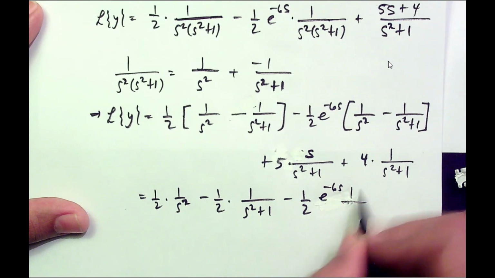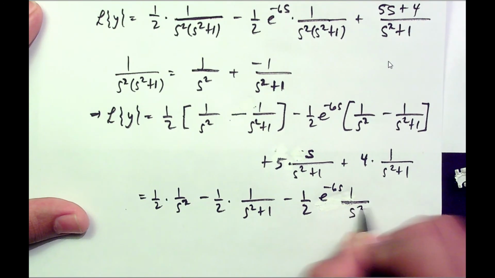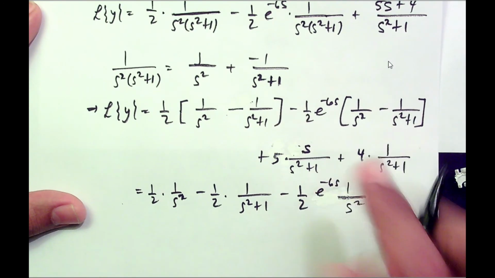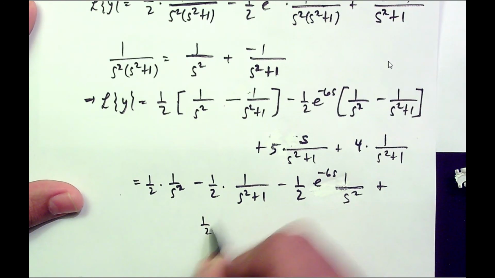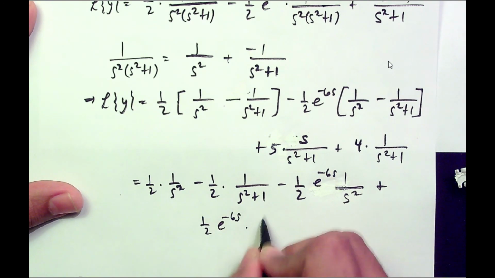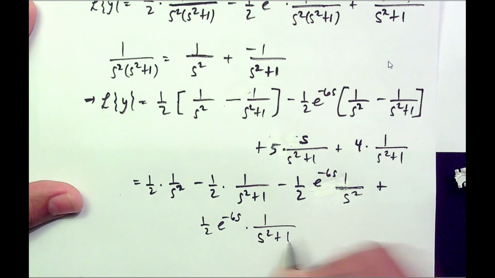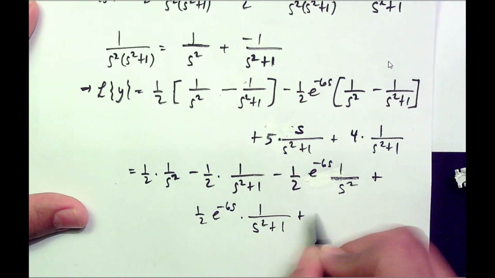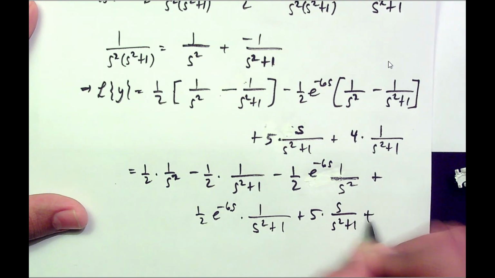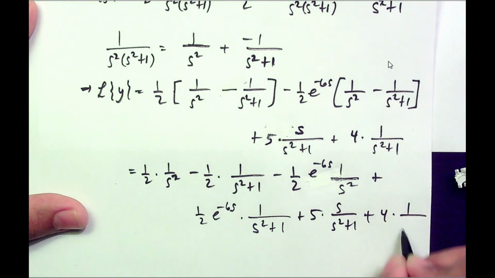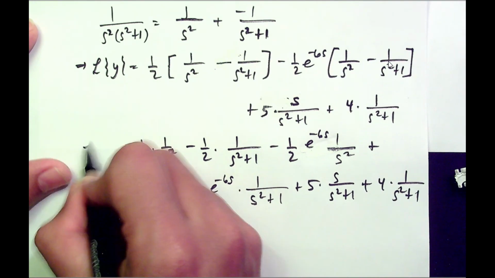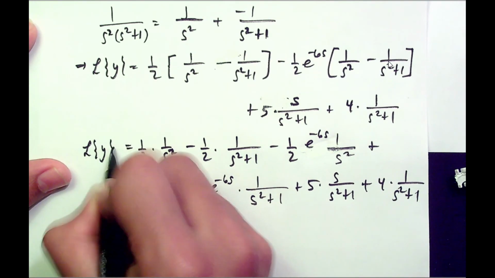1 over s squared. Negative and negative gives you positive, plus 1/2 e to the minus 6s times 1 over s squared plus 1 plus 5 times s over s squared plus 1 plus 4 times 1 over s squared plus 1. Okay, finally, we're ready now to look this stuff up on the table.